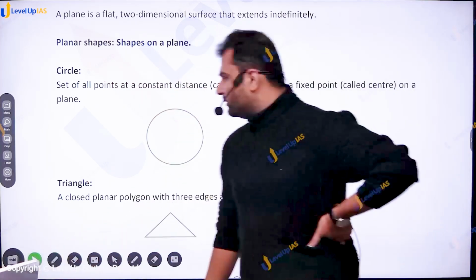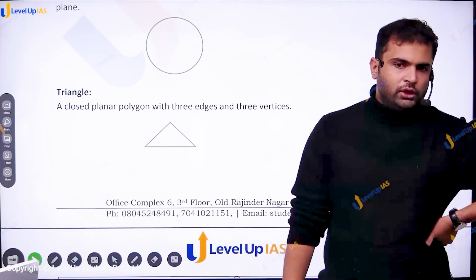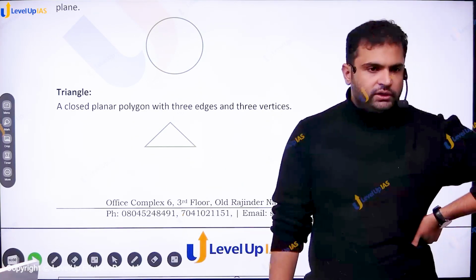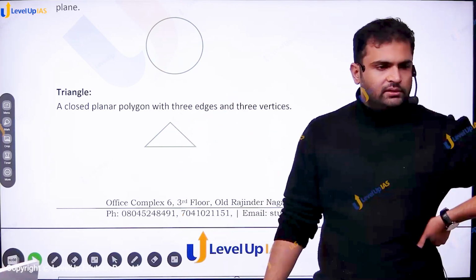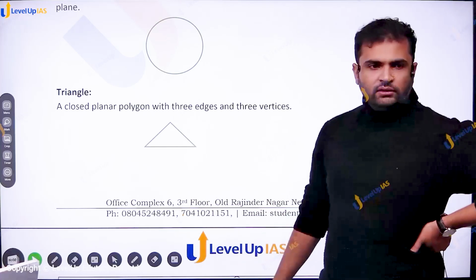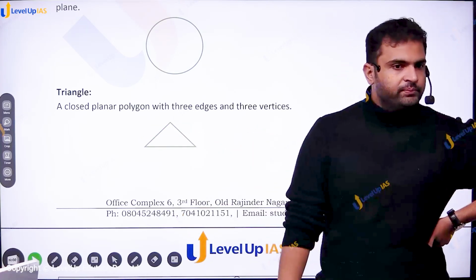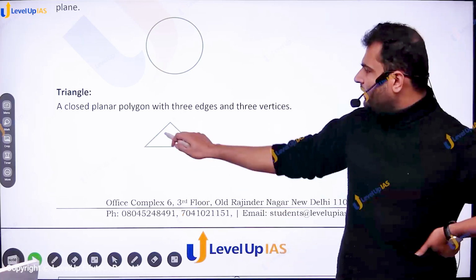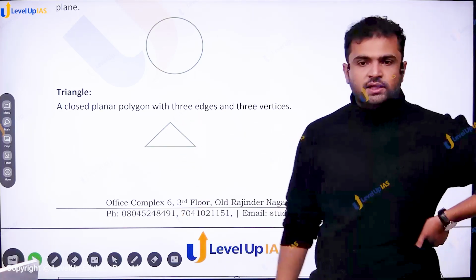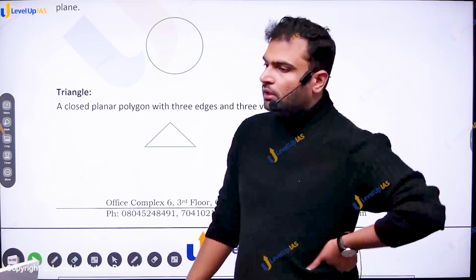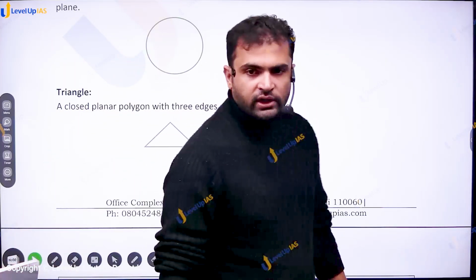Next shape is triangle. Triangle is a closed polygon having 3 angles, 3 vertices, 3 edges. These are vertices of triangle. These are edges of triangle. 3 sides होती है triangle की, right? And 3 angles form होंगे. There will be 3 angles that will get formed due to such intersection. Any 3 non-collinear points would form a triangle.